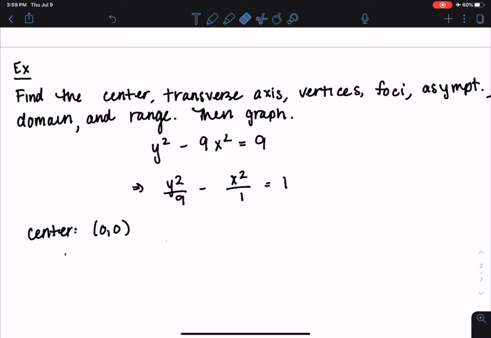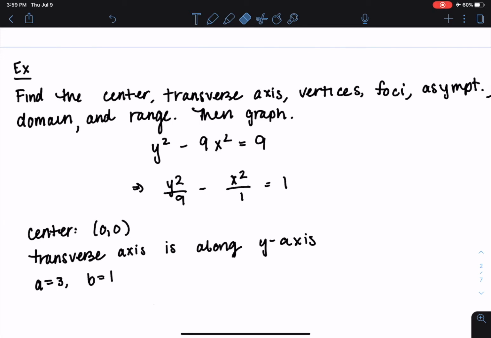So my center is at 0, 0. My y value is going to be positive, so that tells me my transverse axis is going to be along the y-axis. My value of a is 3, because that's what's underneath y. B is 1, and I can use that to find c. So c squared is a squared plus b squared, which is 9 plus 1, which is 10. And again, it's a distance, so I don't care about the negative square root. I get c is equal to root 10.